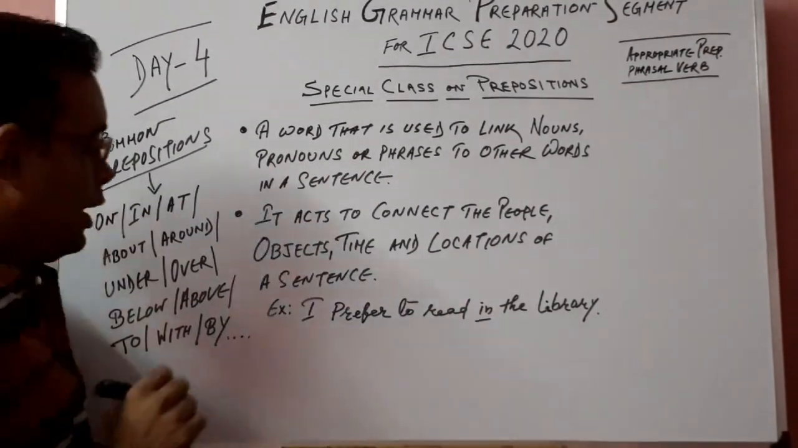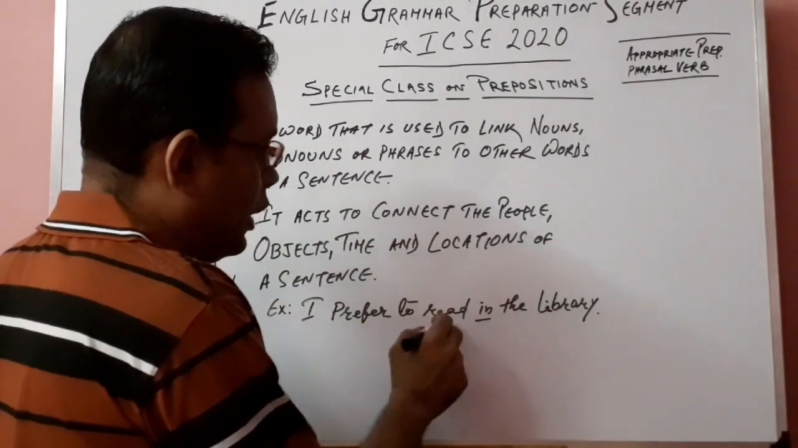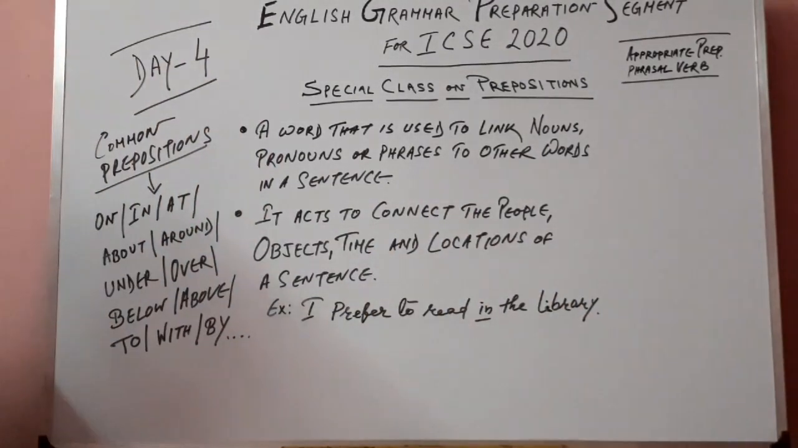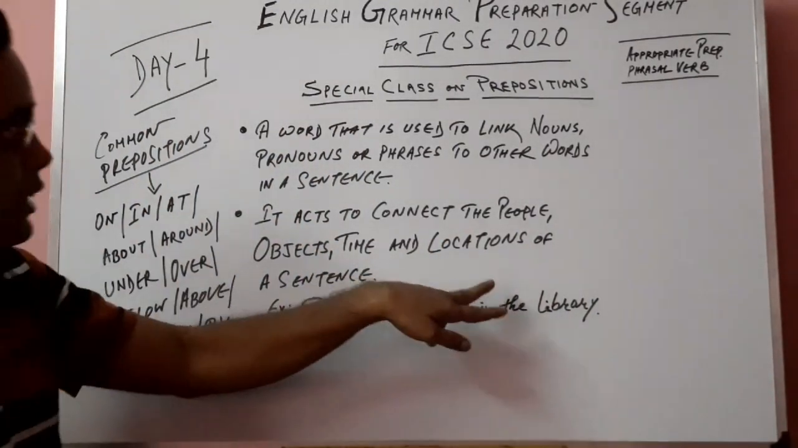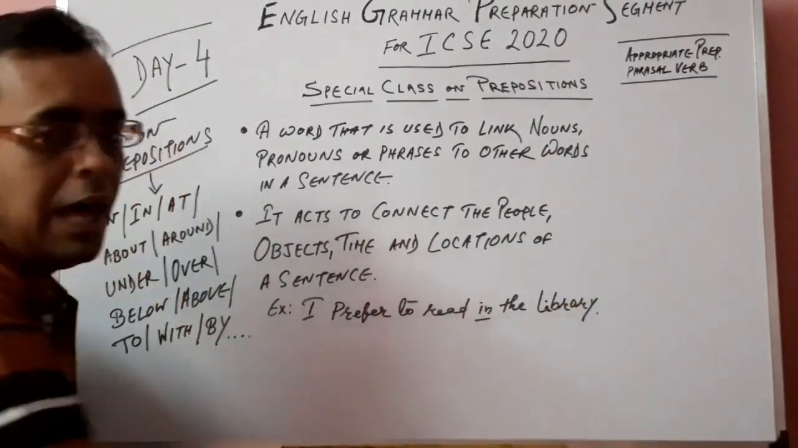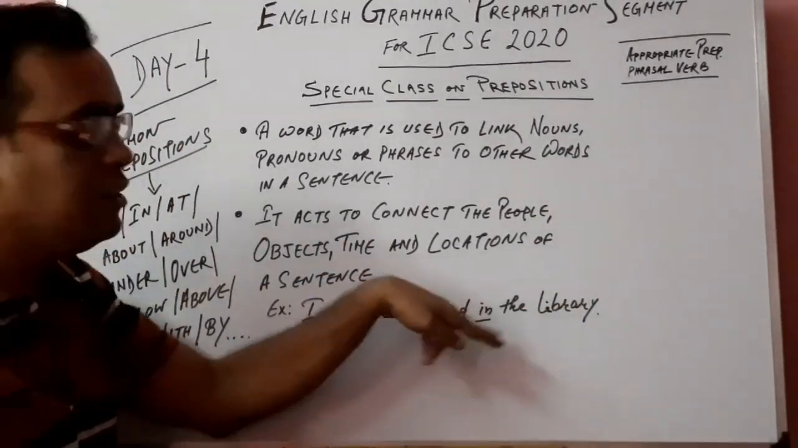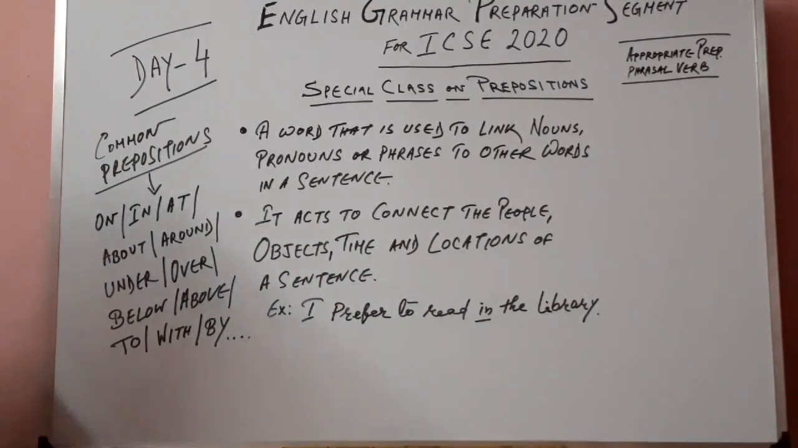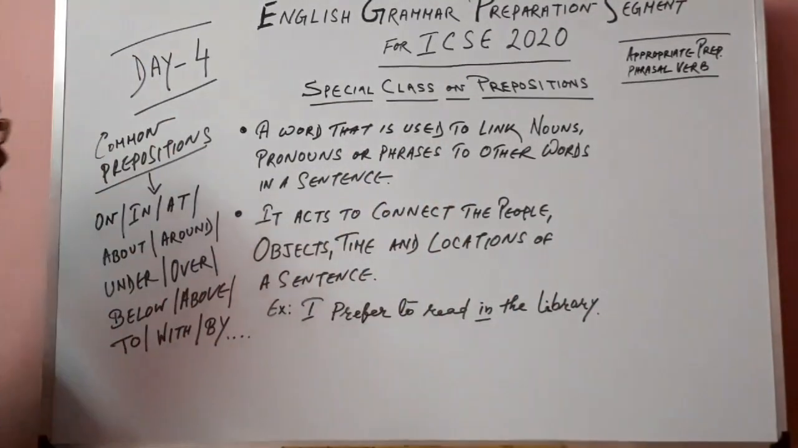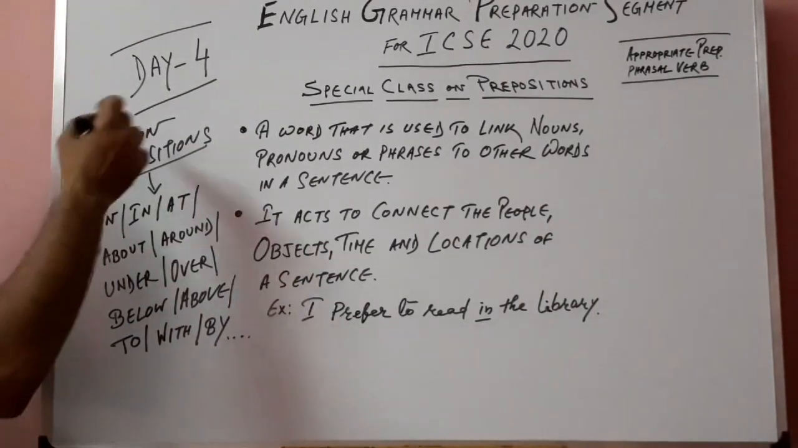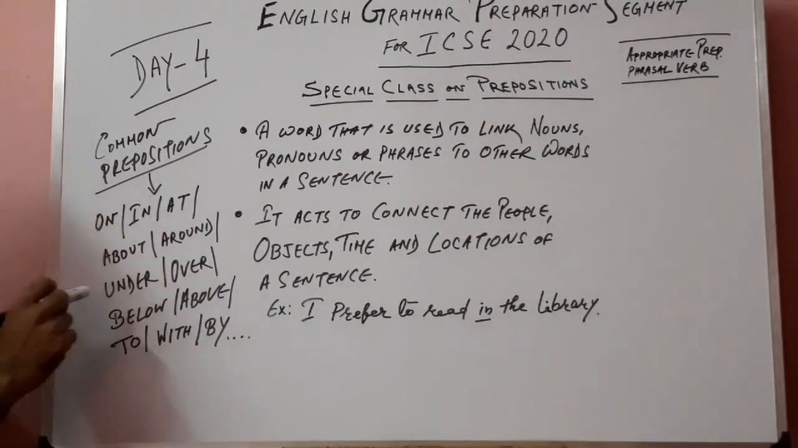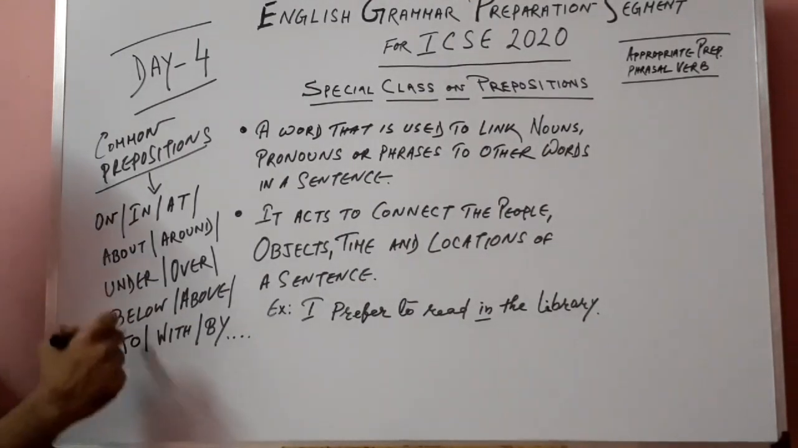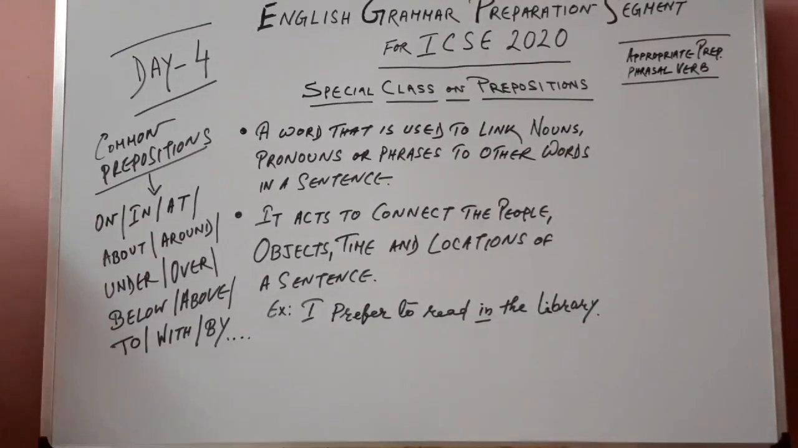Well, for example, I prefer to read in the library. So here the word in links the place, library. Read where? Read in the library. Right, so this is a preposition. Common prepositions are on, in, at, about, around, under, over, below, right, to, with, by and so on.